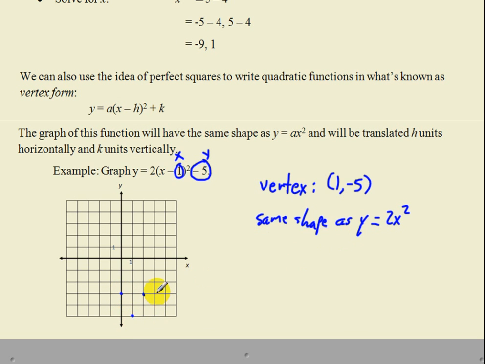One more to the right, we need to go up 6, or one more to the left, we go up 6. So we have that symmetry there. And so this is a relatively narrow parabola because of that coefficient being greater than 1. So we get something like this. Alright, and there you go. It's a quick way to graph a parabola if it's in that form.